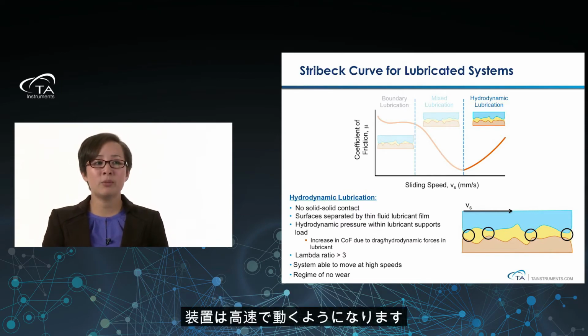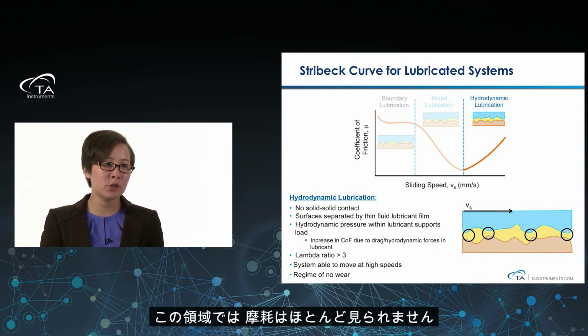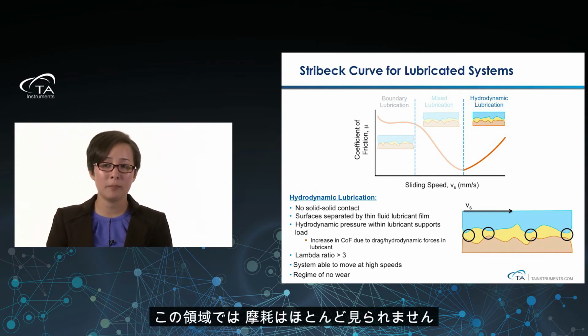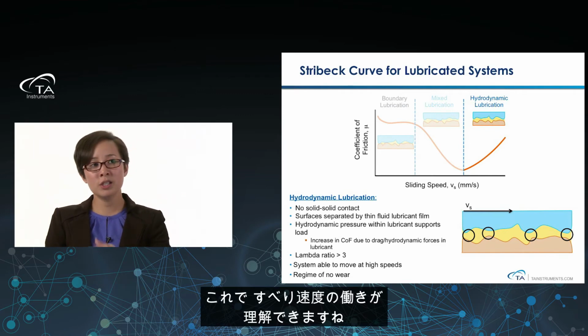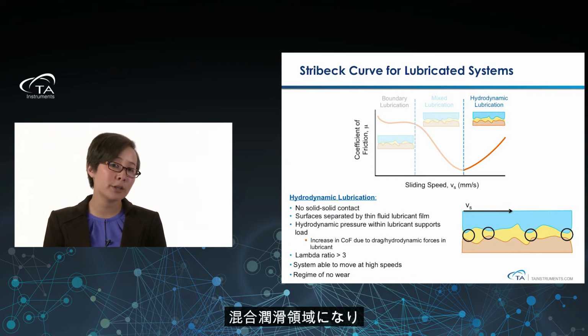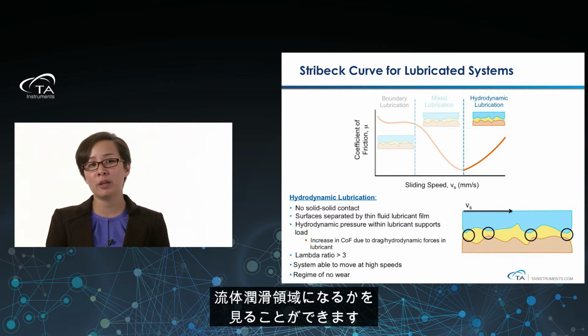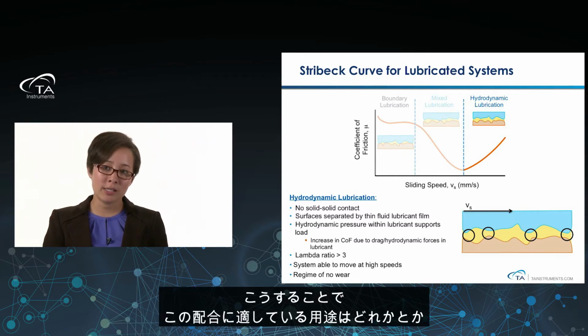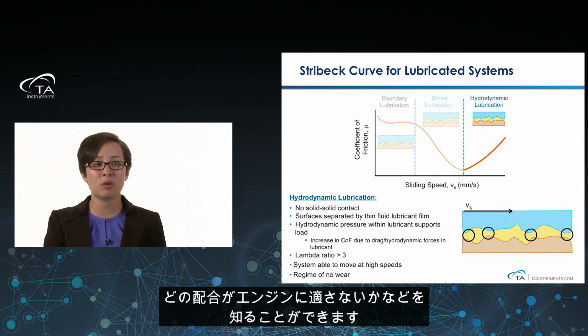And the system's able to move at really high speeds. But this is a regime where you see very little wear. So it's good to see at what sliding speed my boundary lubrication, my mixed lubrication, and my hydrodynamic lubrication areas start, because that will tell us how maybe this formulation is good for one specific application, maybe this formulation is not good for an engine, things like that.